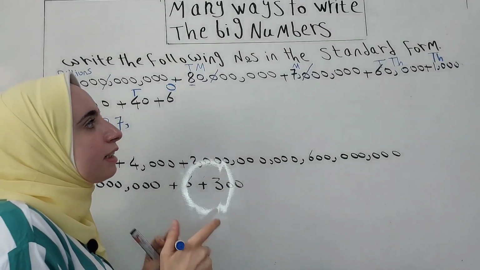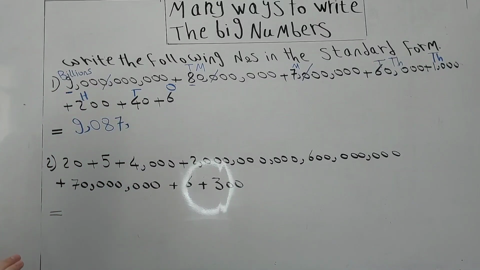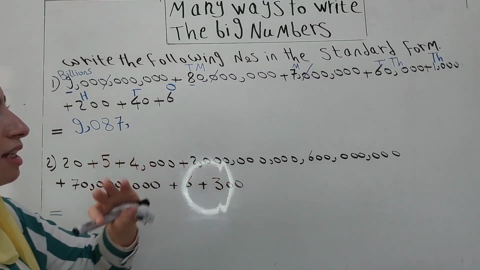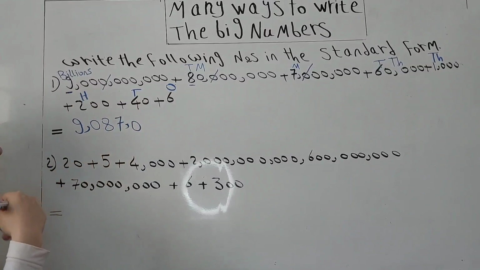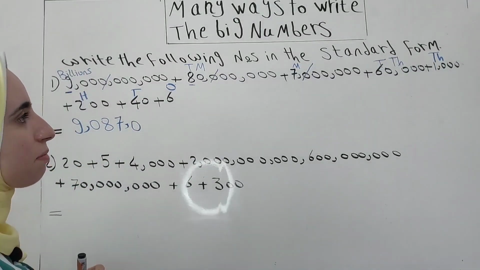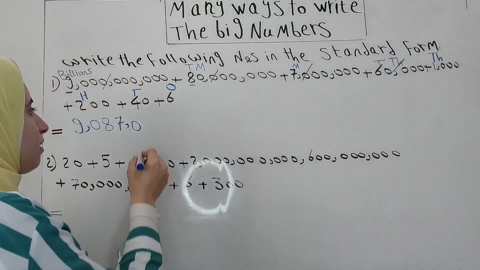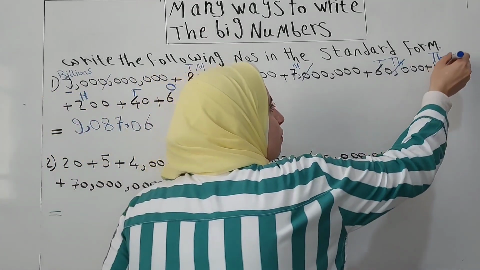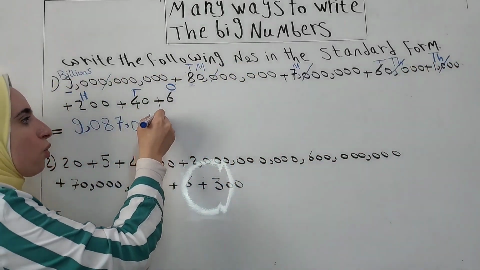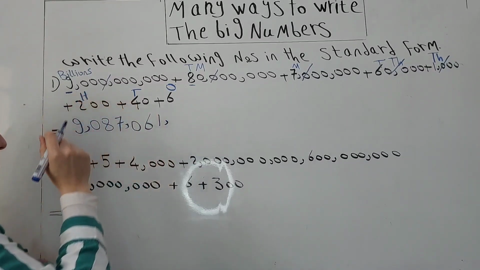Then we go to the second family. The next higher place is hundred thousands. We don't find any digit in the hundred thousands, so we hold this place with 0. Then the next higher place is ten thousands. We find 6, so we write 6. Then we go to the next higher place, thousands. We find 1, so we write 1. We finish this family, so we make commas.